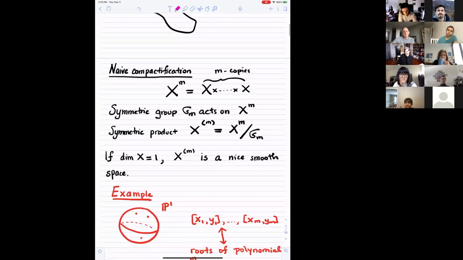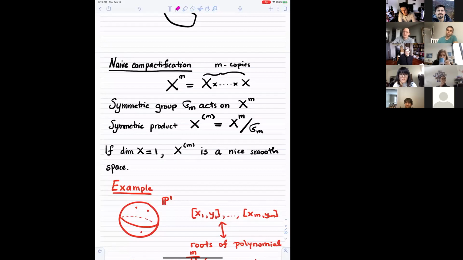There's a naive way of compactifying the space, and this is known as the symmetric product. What you can do is take M copies of the space, so that you take X cross X, M times. Now the symmetric group acts on this. If you think of the coordinates of this thing as x1 through xm, the symmetric group acts on this by permuting the coordinates. Then the symmetric product is the quotient of the product by this action of the symmetric group.